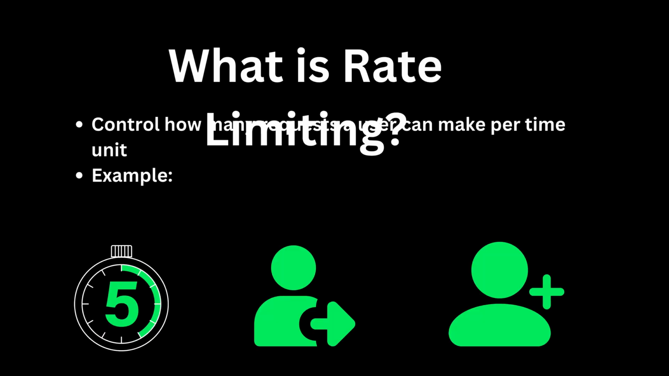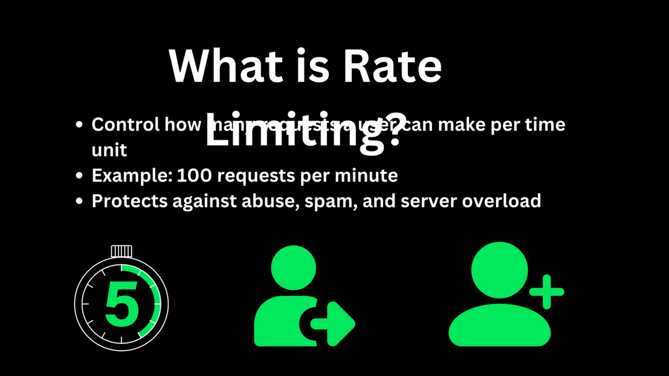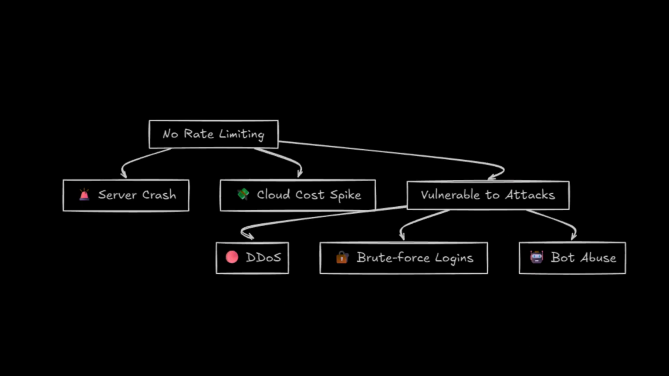What even is rate limiting? All right, let's start simple. It's basically a way to control how many requests someone can make to your system within a set time frame. Like, maybe you only want to allow 100 requests per minute per user. It stops spam, it prevents abuse, and it makes sure everyone gets fair access to your system. Trust me, you will need it once your app starts picking up traffic.